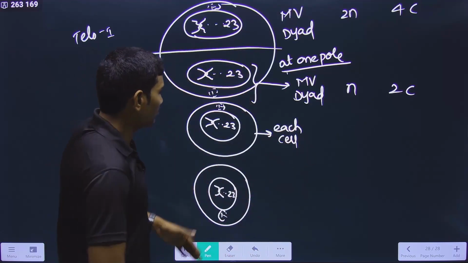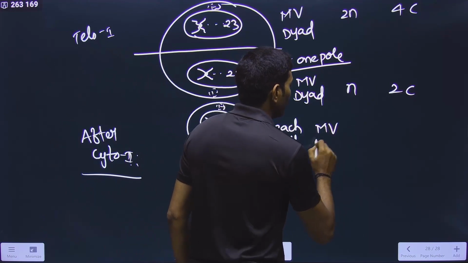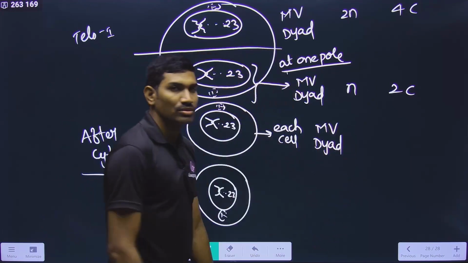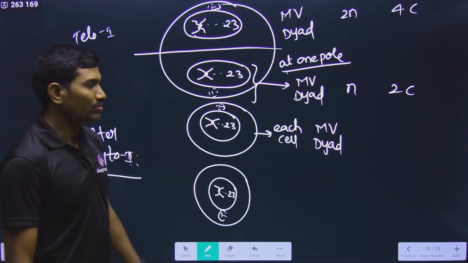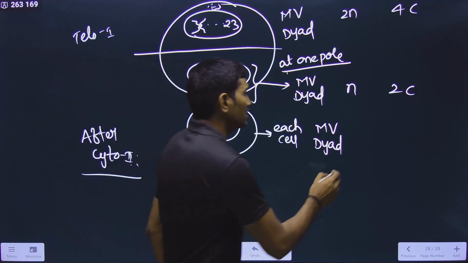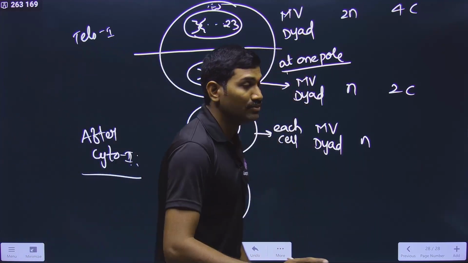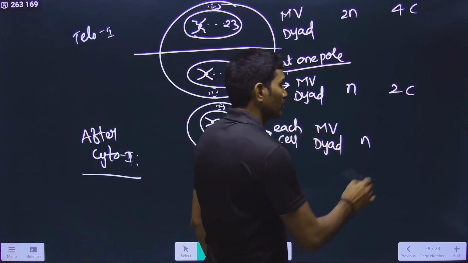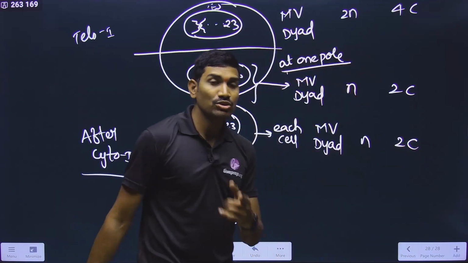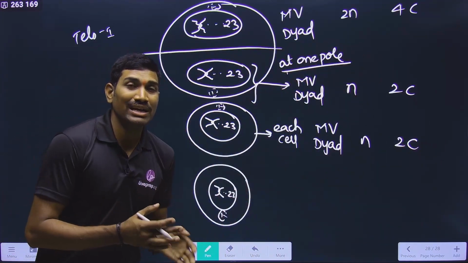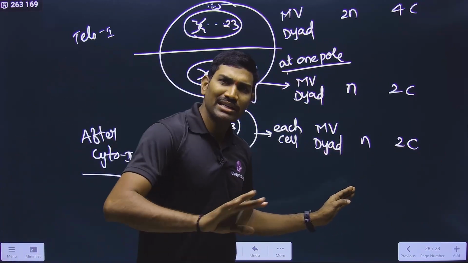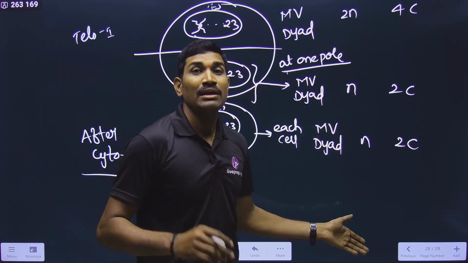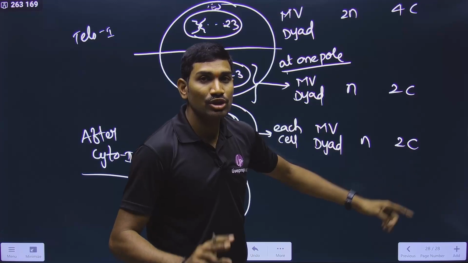Now each cell, after cytokinesis, we need to talk about each cell. In each cell, just observe, what are you observing? Monovalent and dyad chromosomes. Since 23 are present, it is haploid. That's why at the end of meiosis 1, haploid cells are produced. But the C value is 2C. That's why in meiosis 2, what exactly is happening? Ploidy will be maintained. After meiosis 2 also N only. But after meiosis 2, instead of 2C, you will get C.